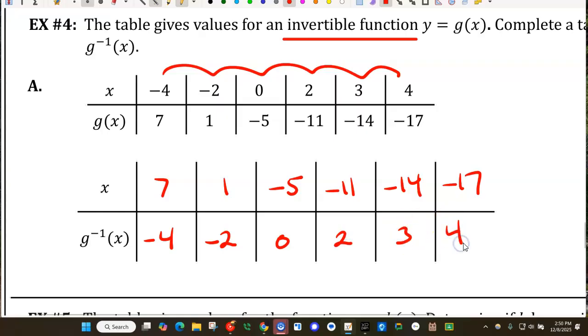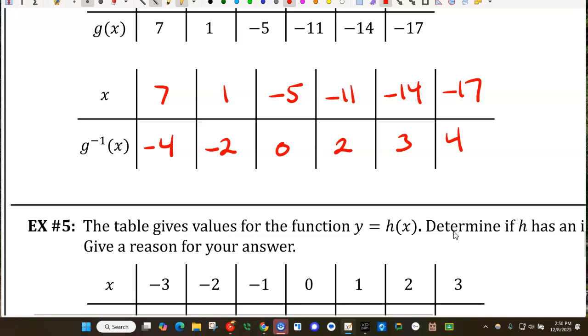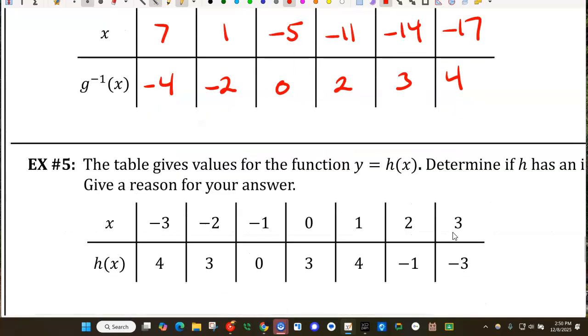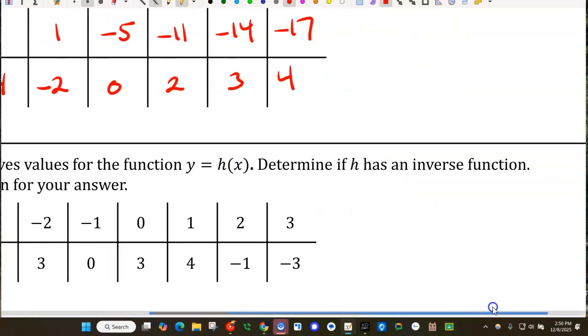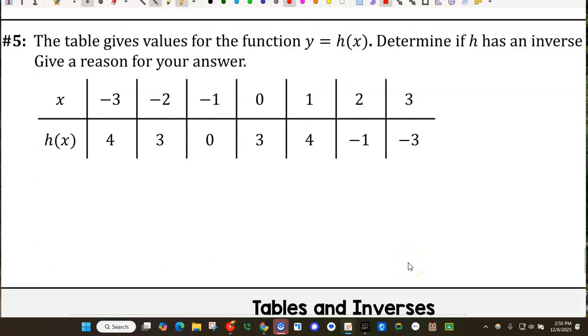And that's it. How nice. All right. So let's try another one. Right below it, it says the table gives you the values of h of x, y equals h of x, and it says this time determine if it has an inverse. So now we don't have a guarantee. So ask yourself, is this reversible? Is this invertible?